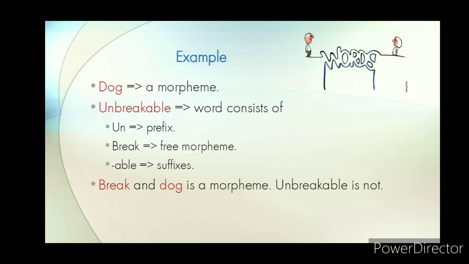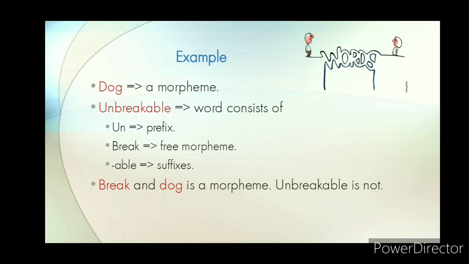As the example here, we have dog. Dog here is considered a morpheme. Why? Because dog is the smallest unit. It is impossible for us to omit part of the word dog and still mean the same. It is impossible to say "do" for certain dog, or "og" for certain dog. So here, dog is considered a morpheme.